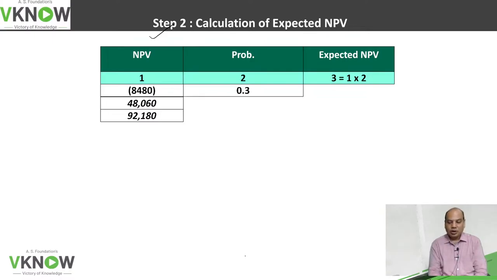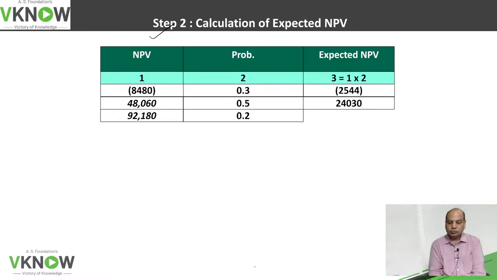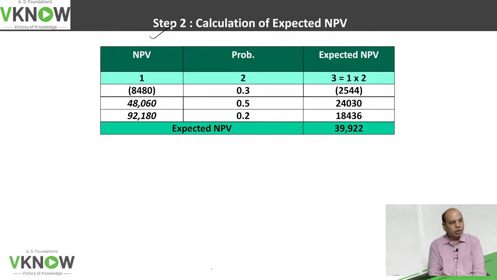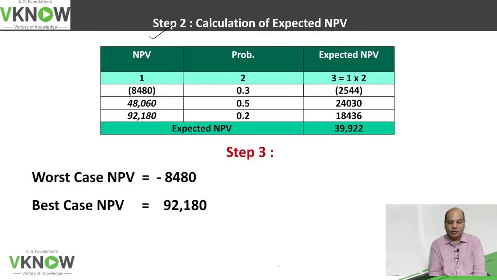These are my three NPVs and these are their probabilities. Please multiply and give me the total. What is the answer now? Total please, come on. What is the total of the last column? Total of the last column is 39922. This is my first answer, expected NPV.